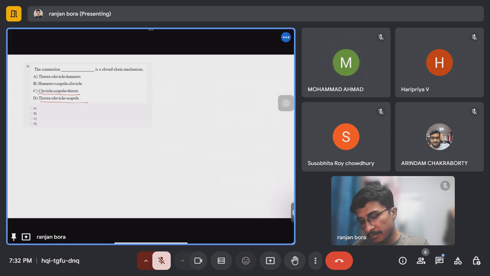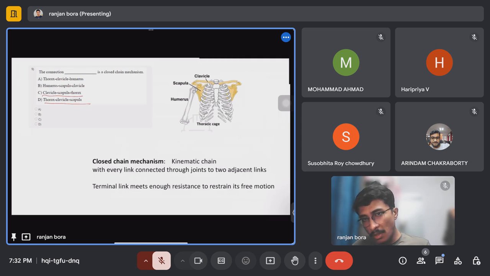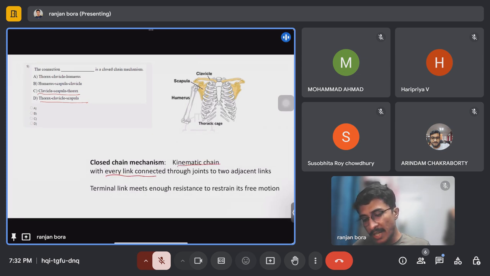Because this was the definition for a closed chain mechanism: a kinematic chain with every link connected through joints to two adjacent links. This is true for both cases, C and D. But you can see here, the terminal link meets enough resistance to restrain its free motion. Here it is talking about the terminal link. In C, the terminal link is thorax.